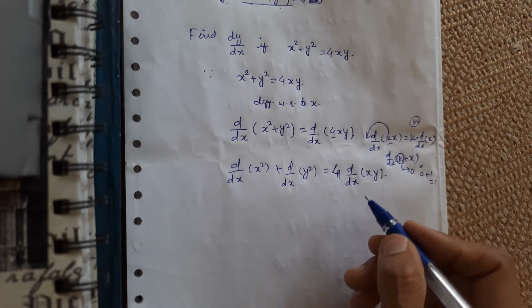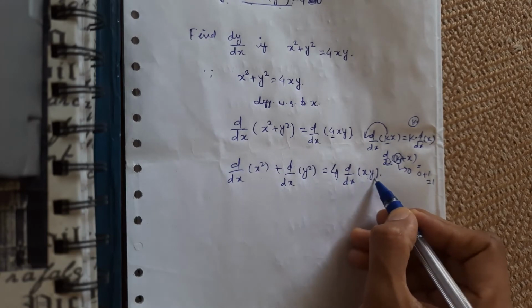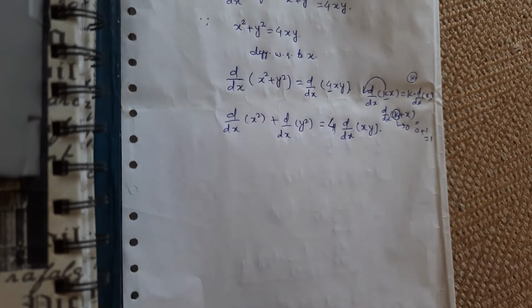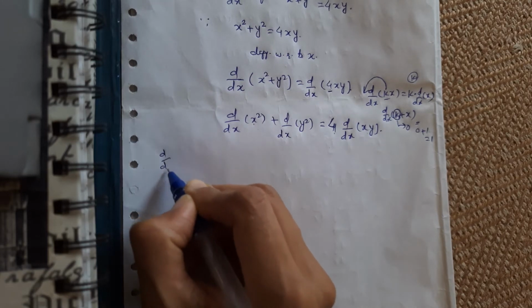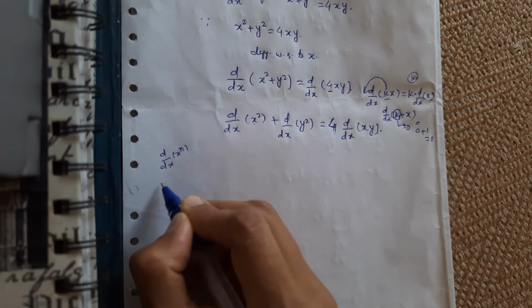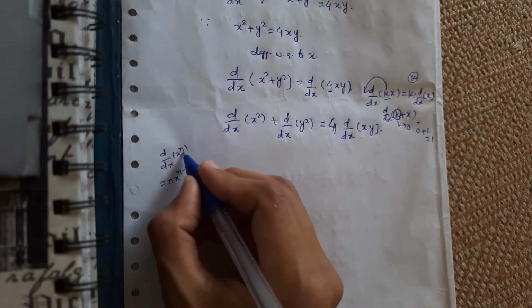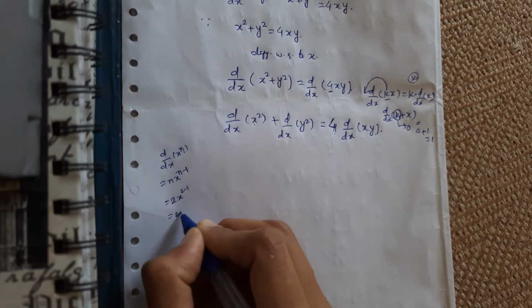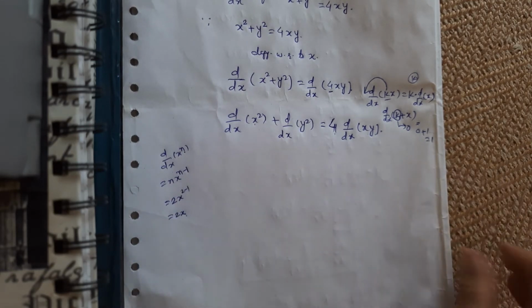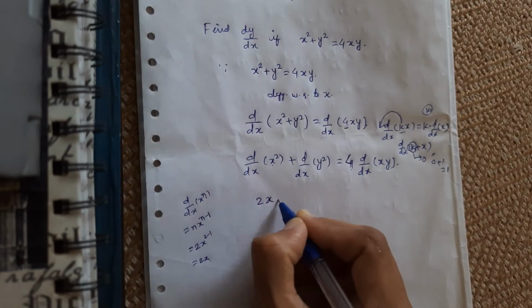Okay, now what I am talking about, that this 4 came outside. So d/dx of x into 1. Now just tell me what is the derivative of x square. Apply the formula for x to the power n, which is n into x to the power n minus 1. Put n equals 2 here. So what will I get? 2x to the power 2 minus 1, that is 2x. Okay, so the derivative of this term will be 2x plus.